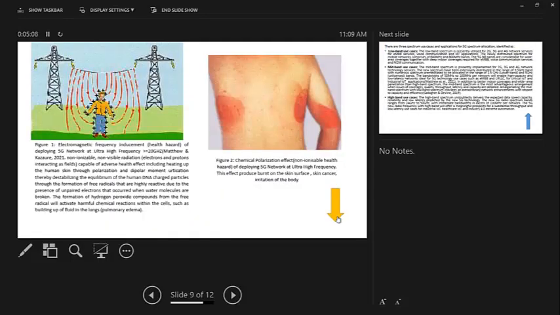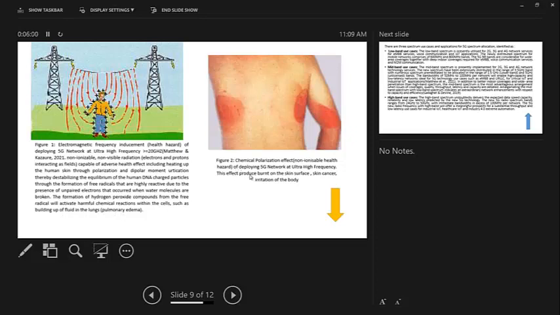From figure 1, figure 1 is the electromagnetic frequency inducement of health hazard of deploying 5G network at ultra-high frequency greater than or equal to 220 gigahertz. Non-ionizable, non-visible radiation, electron-proton interacting as fields capable of adverse health effects, including heating up the human skin through polarizations and dipolar moment altercation, thereby destabilizing the equilibrium of the human DNA charged particles through the formation of free radicals that are highly radioactive due to the presence of the unpaired electrons that occurred when water molecules are broken. The formation of hydrogen peroxide compound from the free radicals will activate harmful chemical reactions within the cell, such as building up of fluid in the lung called pulmonary edema.